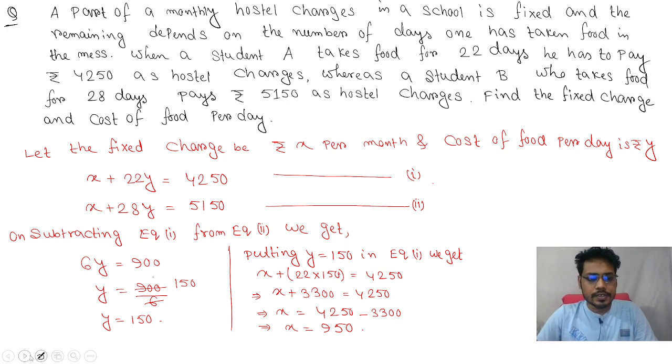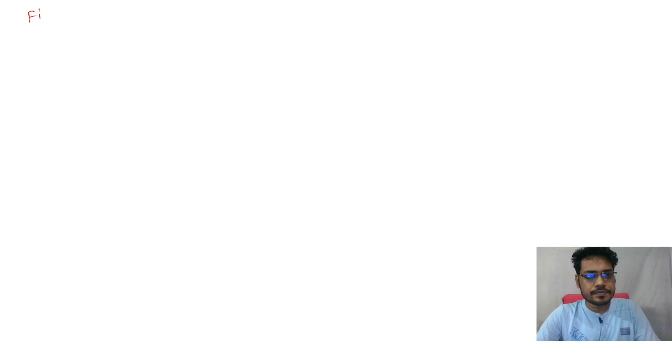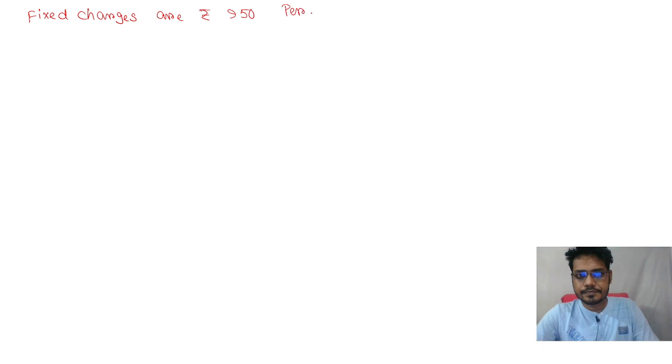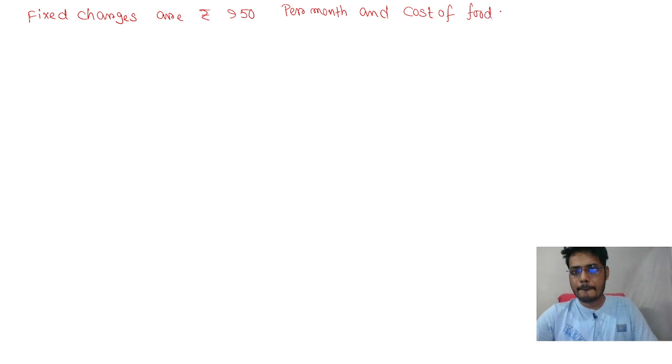So you can write here on the next page. The fixed charge is rupees 950 per month and the cost of food per day is rupees 150.